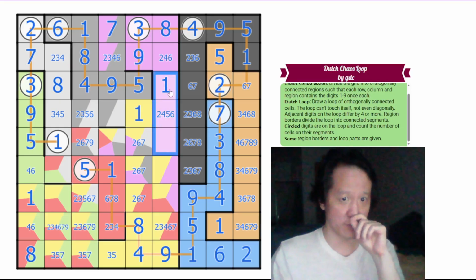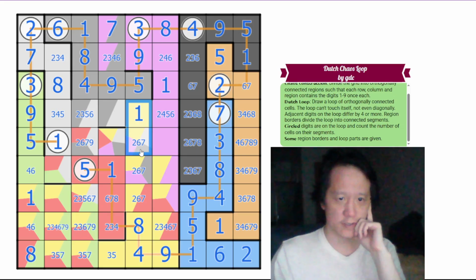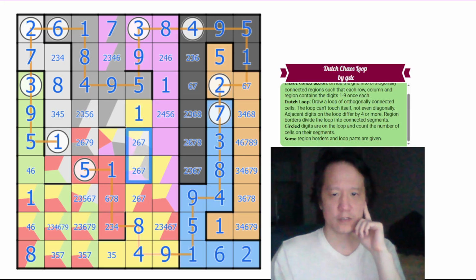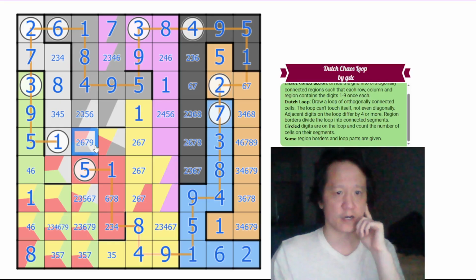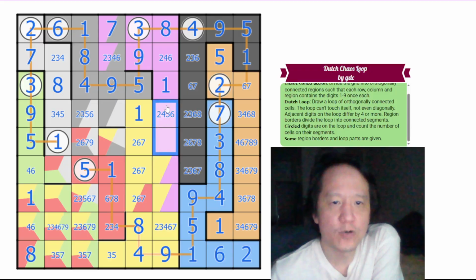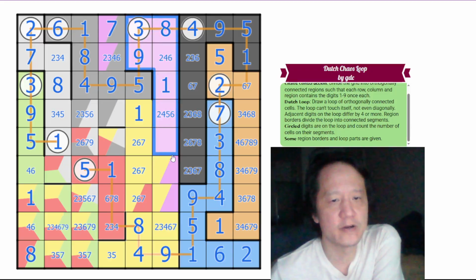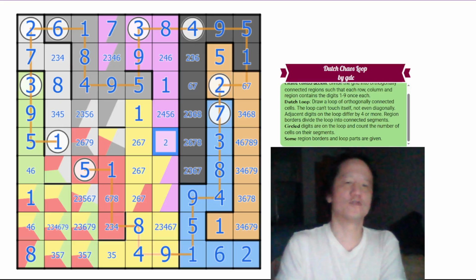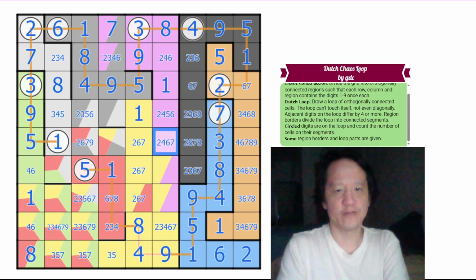Therefore, this is pink. 1, 2, 3, 4, 5. This has to be yellow to connect. So this has to be yellow. And it could connect this way too. Red cannot go here because that would block off the yellow. We have 1, 2, 3, 4, 5, 6, 7 guaranteed. This can't be pink because it's blocked off. This is 2, 4, 5, 6, 7. Cannot be 5 because of the 5 in the row.